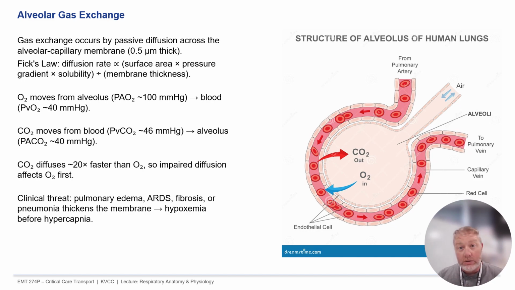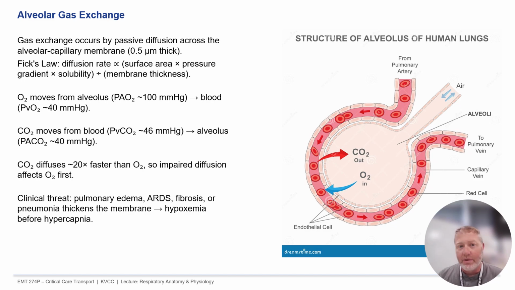It increases with the solubility of the gas. CO2 is 20 times more soluble than O2, which is why CO2 retention usually reflects a ventilation problem rather than a diffusion problem. And diffusion rate decreases with membrane thickness, which is why conditions like interstitial or pulmonary fibrosis, edema, or ARDS-associated membrane damage impair gas transfer.